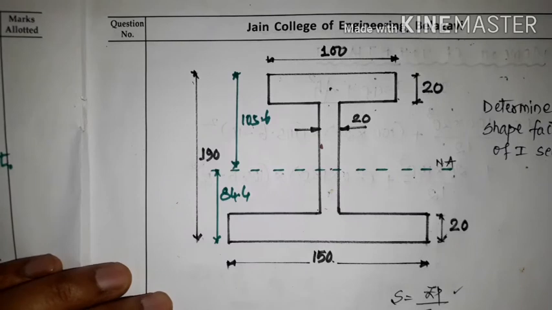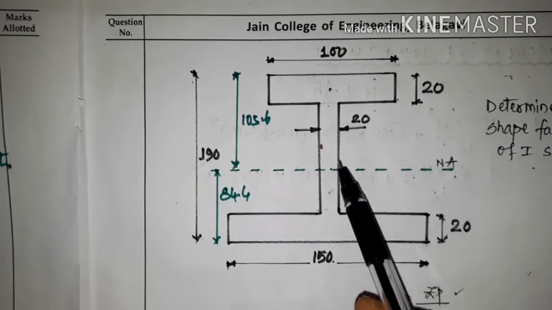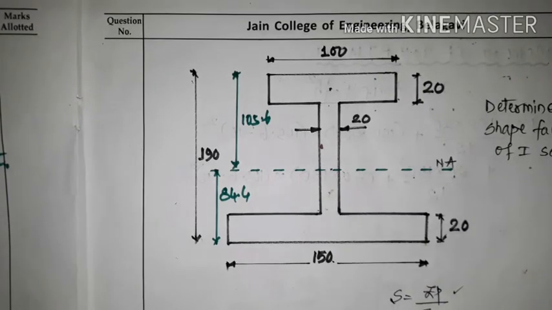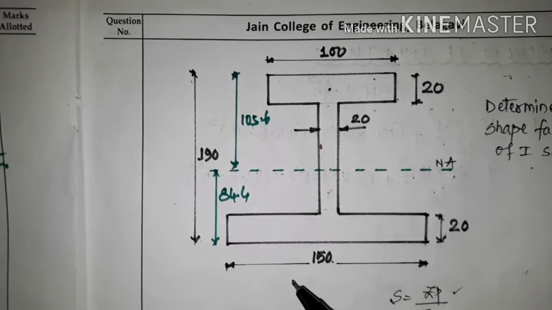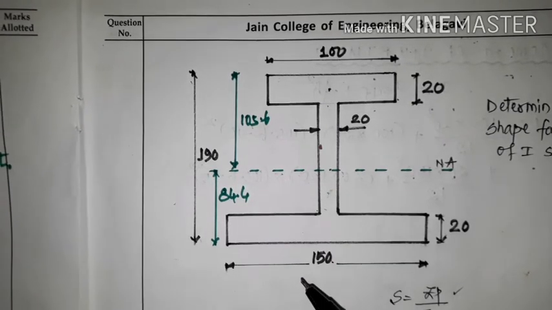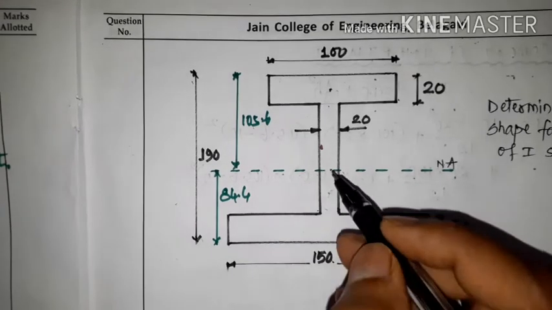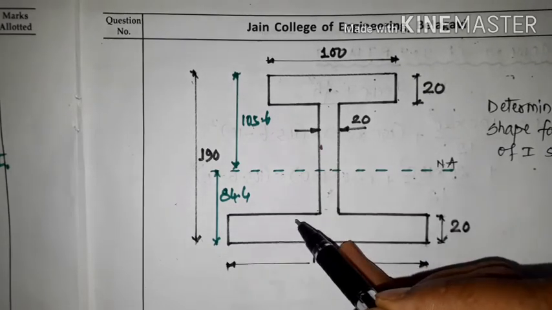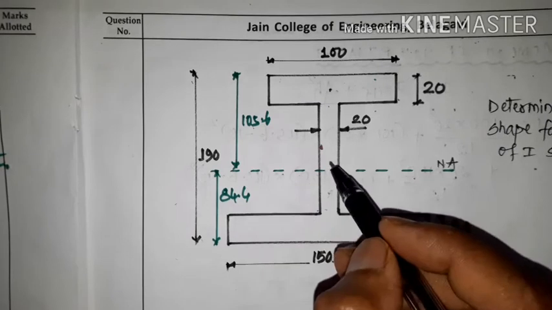Okay, now for the web. For b equal to 20 and depth 150, the moment of inertia is bd cubed by 12, that is 20 into 150 cubed by 12, and area is 20 into 150. Then the h distance: the CG of the center of the web will be somewhere here, so that is 150 divided by 2.